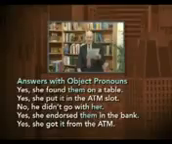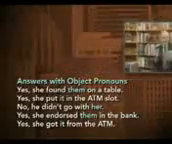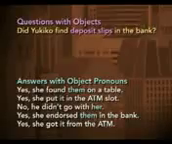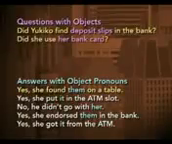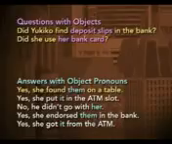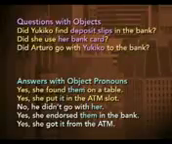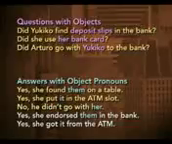You choose the correct answer from the graphic. So, did Yukiko find deposit slips in the bank? You see on the graphic? Yes, she found them on a table. Did she use her bank card? You see the answer? Yes, she put it in the ATM slot. Did Arturo go with Yukiko to the bank? You see the answer. No, he didn't go with her.